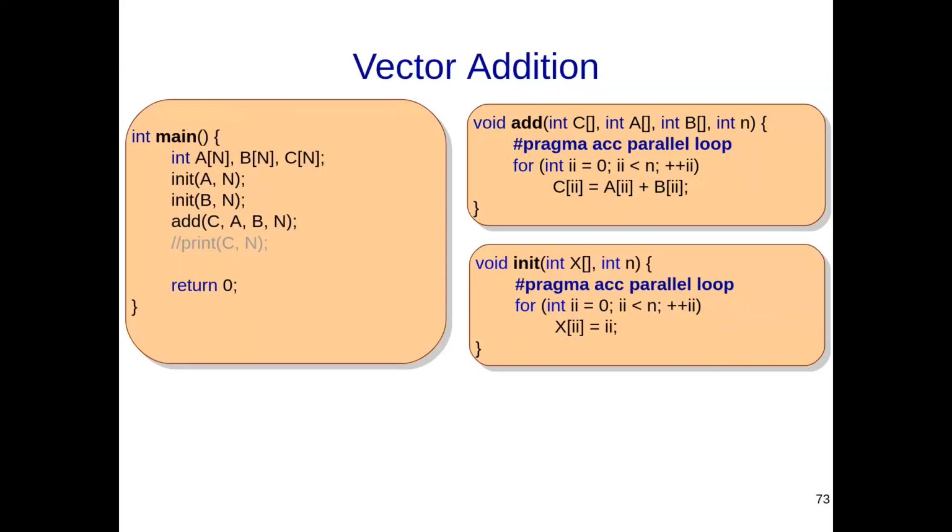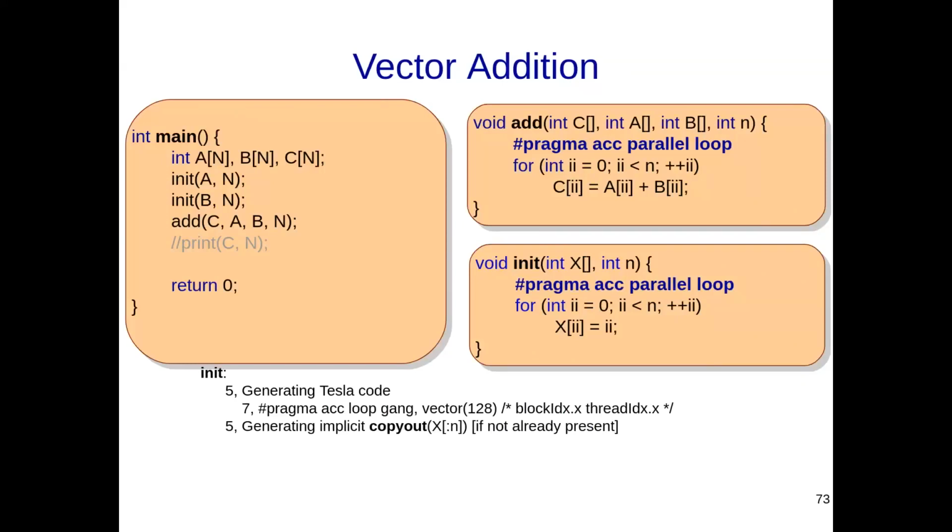When we give this program to the compiler, by any chance, are there any questions so far? Okay. So when we give this program to the compiler, what does the compiler do? It gives us information about what happens wherever there is a pragma, where it is trying to perform some operations. The OpenACC compiler is going to say that in init, I see that there is a parallel loop, so I'm going to generate Tesla code. I see that it is parallelizable, so I'm going to parallelize it and so on.